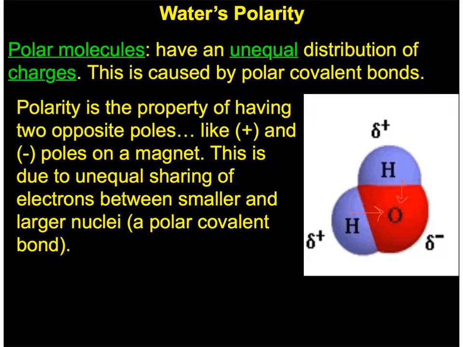Now if you remember, what's the charge of an electron? An electron has a negative charge. As a result then, the oxygen becomes a little bit negative. This symbol right here means slightly. So the oxygen becomes slightly negative, and the hydrogen side becomes slightly positive.